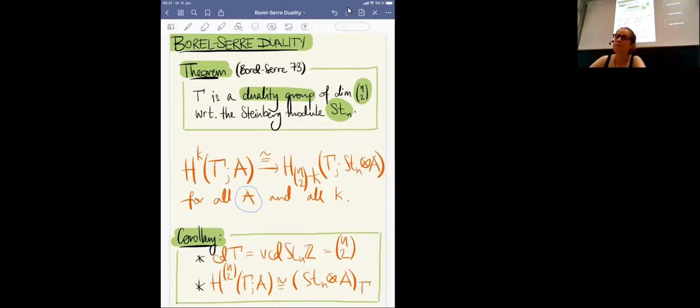Was the virtual dimension of SLNZ known first, or was this the computation of it? I believe this is the computation of it. And as I said, Borel-Serre did this simultaneously with Bieri-Eckmann's development of duality groups.